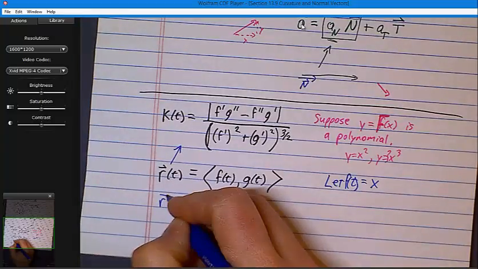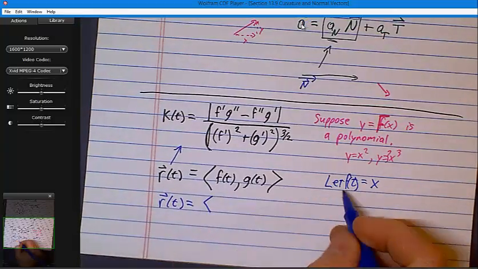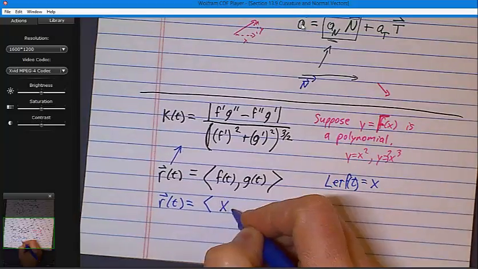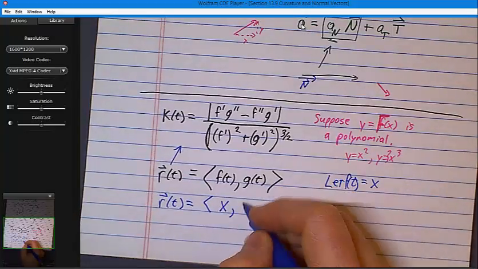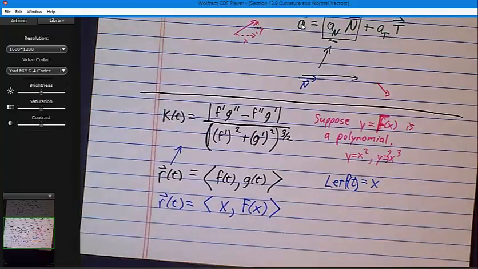All right, so here I go. So r of t is going to be, if little f of t is what I call x, then g of t is what I'm going to call big F of x, right? Cool.